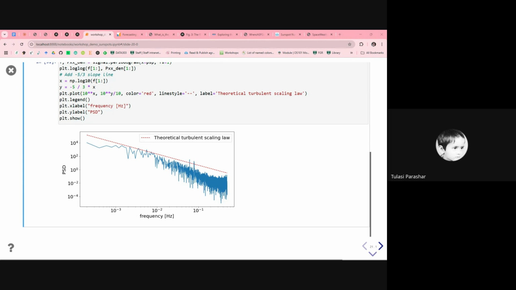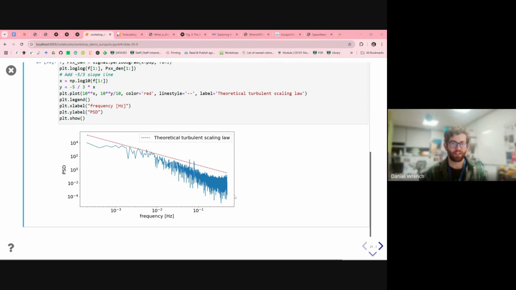Daniel, you might want to highlight that flattening with your mouse. Oh, yeah, sorry. So we've got this approximately 5/3 power law, then it steepens, which is what we expect to see as we get to smaller scales, around the scale of ions and things like that. But now suddenly it appears rather flat.